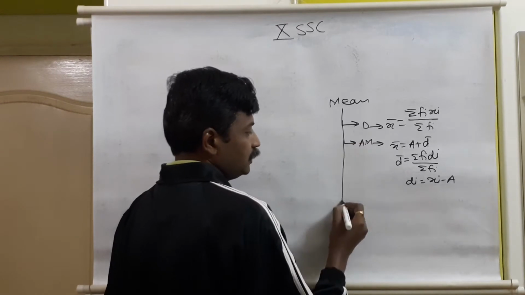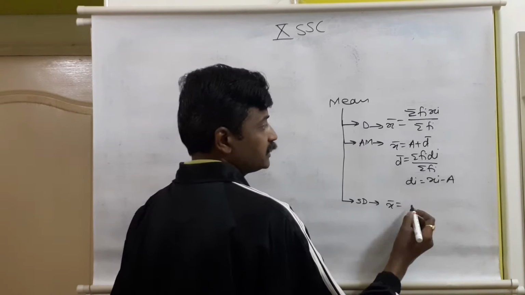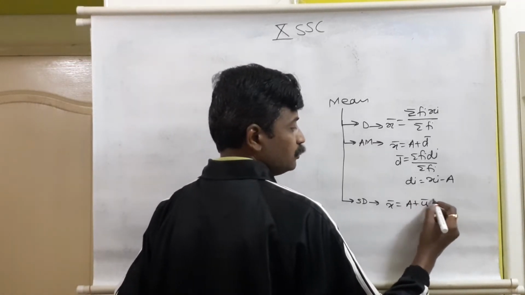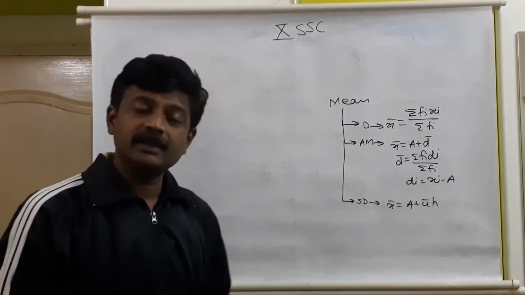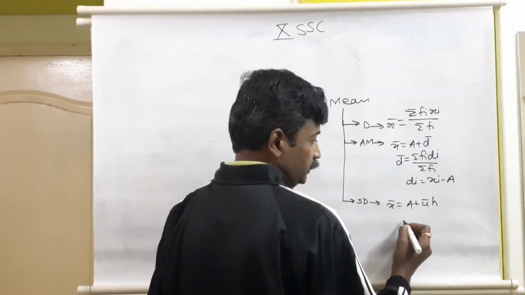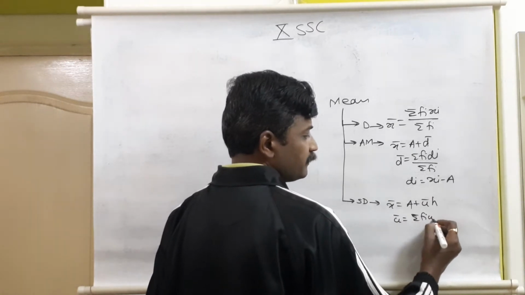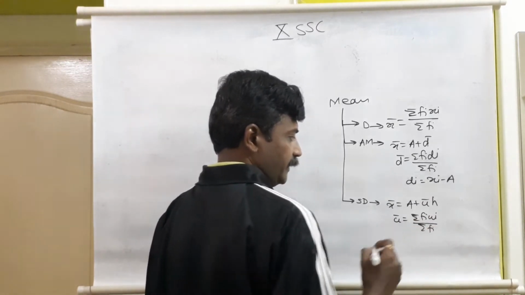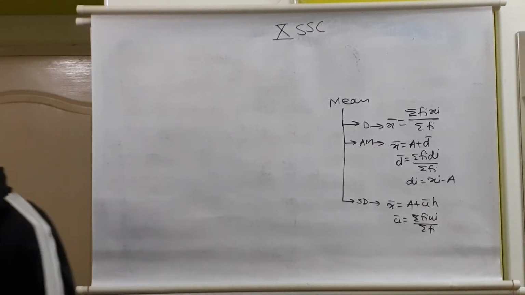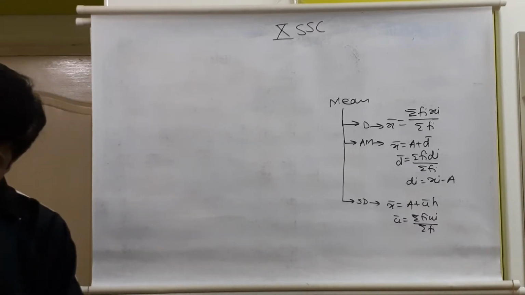The third method we have learned is step deviation. In the step deviation method, x bar is equal to a plus u bar into h. Now a is the same assumed mean, and h is the class width. Here u bar is equal to summation of fi ui upon summation of fi.